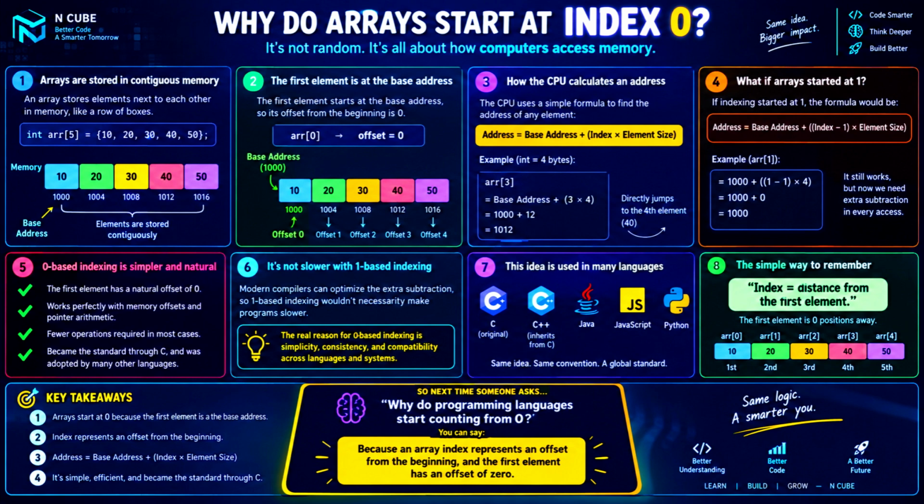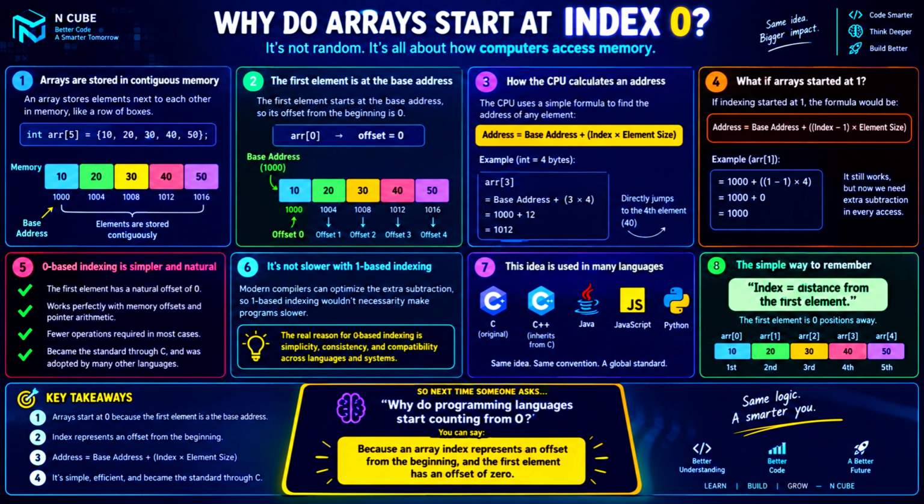Arrays are stored in continuous memory. An array stores elements next to each other in memory, like a row of boxes. Imagine an integer array, int array of size 5, having elements 10, 20, 30, 40, 50. So in the first step, you are seeing the array created. Elements are stored in a continuous manner.